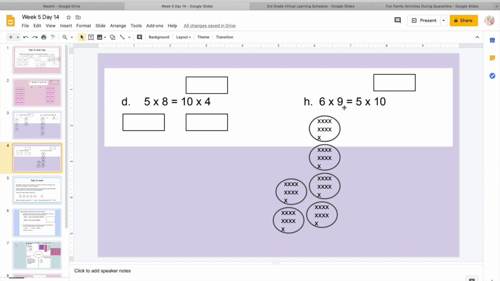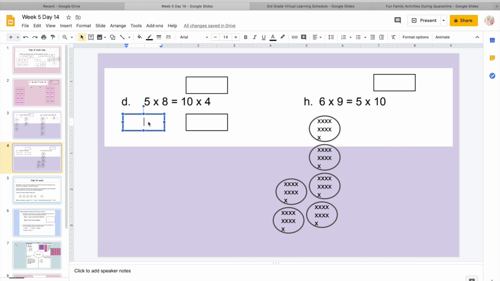So we're going to do D and H. So D, we have 5 times x equals 10 times 4. So remember, we're going to do one side of the equation at a time so we don't get confused. So we're going to do 5 times 8, and 5s are easy to do skip count, so we're going to put 8 fingers up and just skip count by 5. So 5, 10, 15, 20, 25, 30, 35, 40. So I know this side of the equation equals 40.